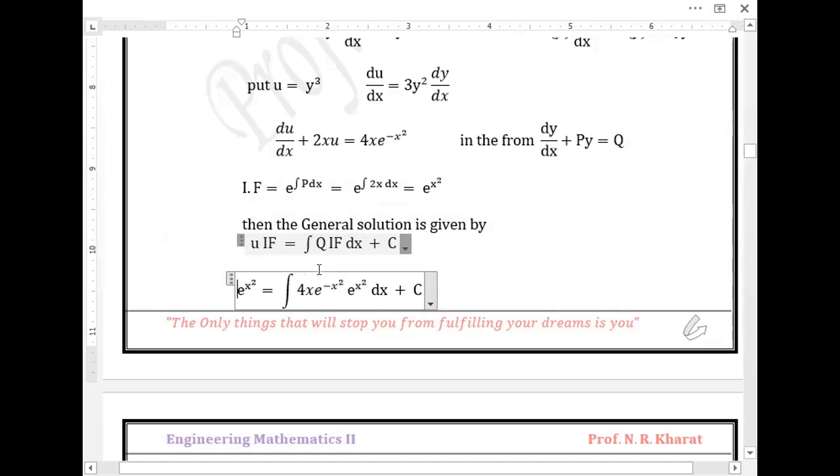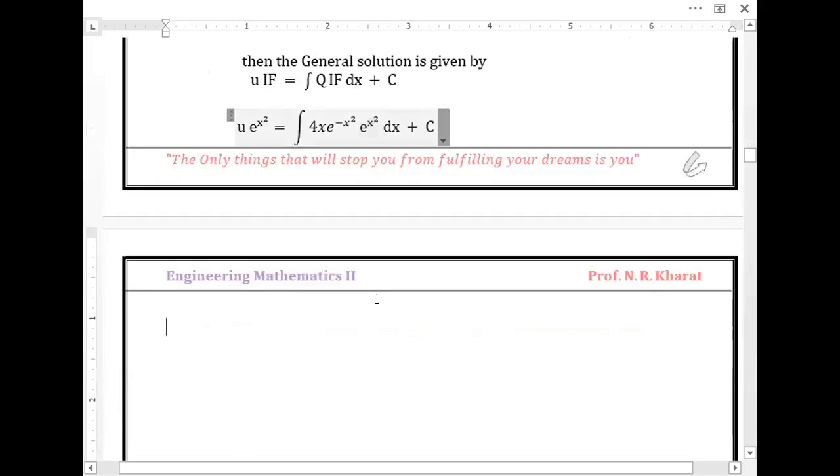and replacing the value for u and integrating factor. u is equal to what? u is equal to simply y cube. We will replace in the next step. Integrating factor e raised to x square. Again 4x e raised to minus x square e raised to x square. This is my function q, and this is my integrating factor. The integrating factor and the q containing e raised to minus x square get cancelled. And in the next step, we will make the simplified form.